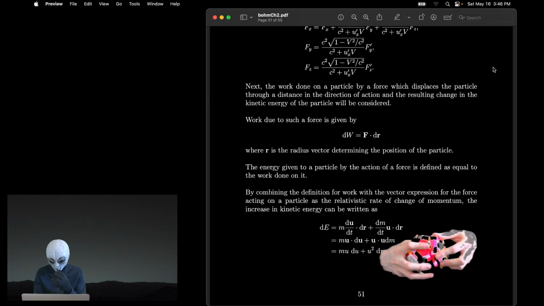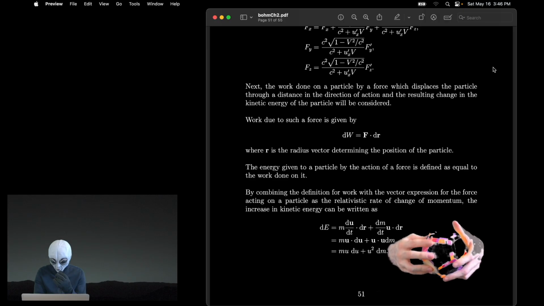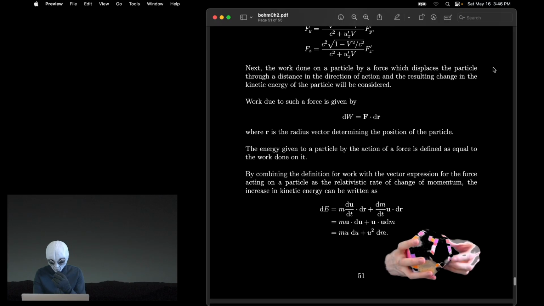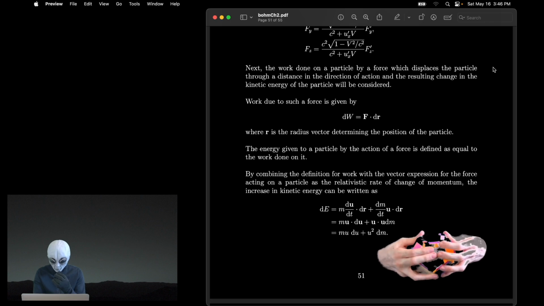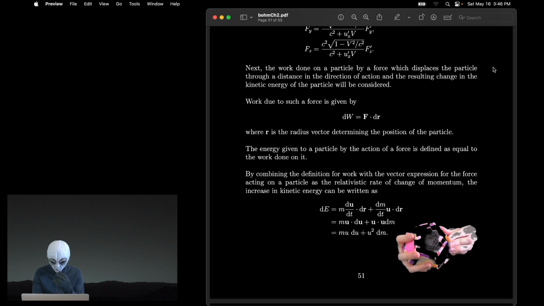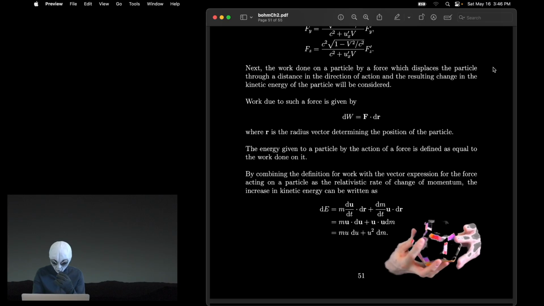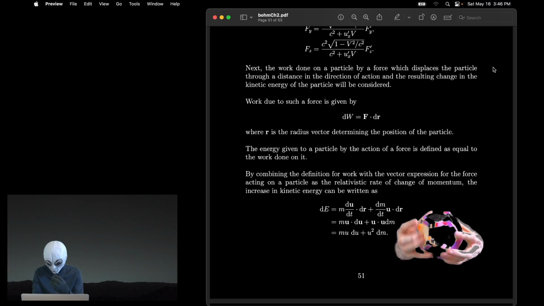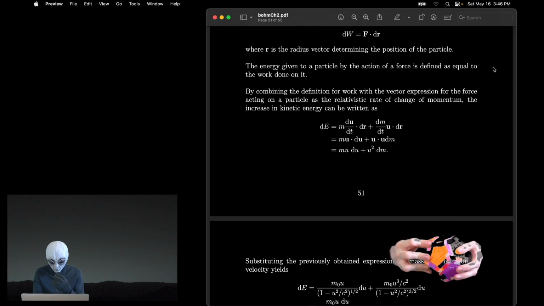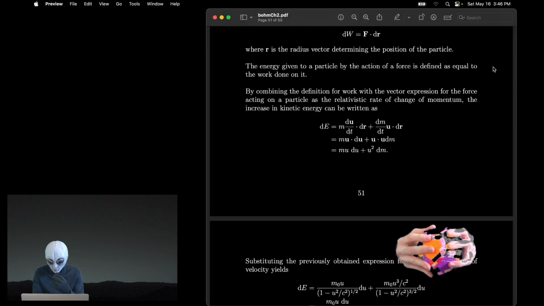Next, the work done on a particle by a force which displaces the particle through a distance in the direction of action and the resulting change in the kinetic energy of the particle will be considered. Work due to such a force is given by dW equals the dot product of the force vector F with the differential of the radius vector dr, where the vector r is the radius vector determining the position of the particle. The energy given to a particle by the action of a force is defined as equal to the work done on it.